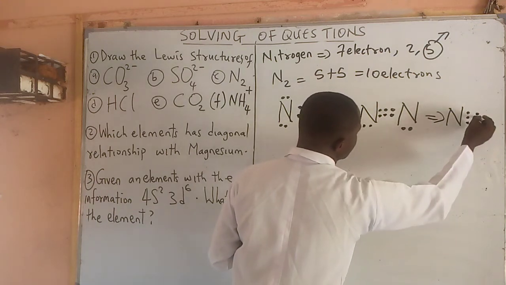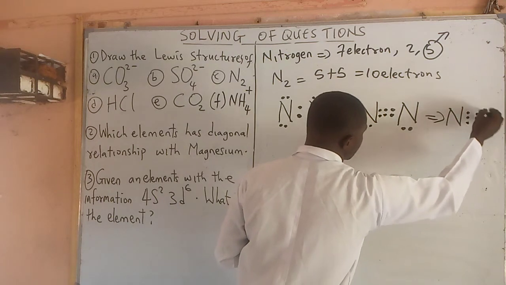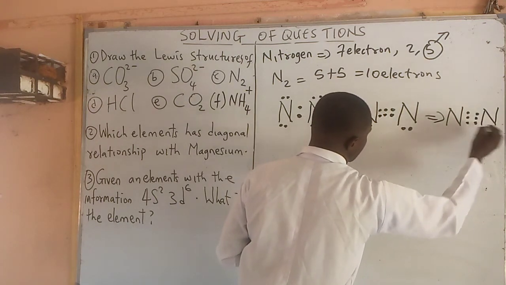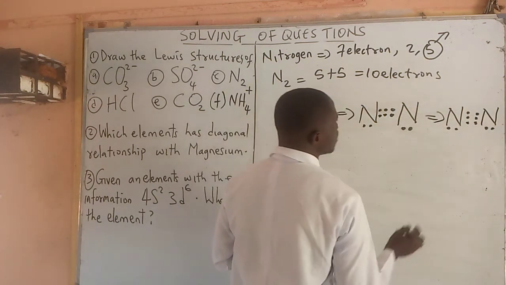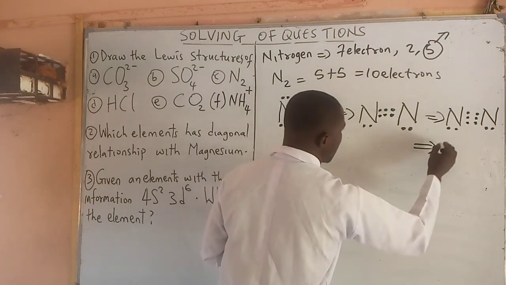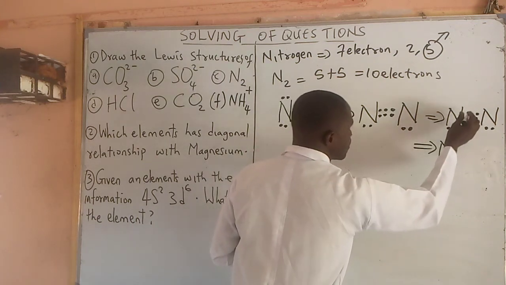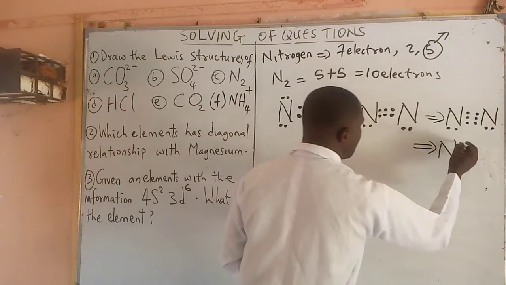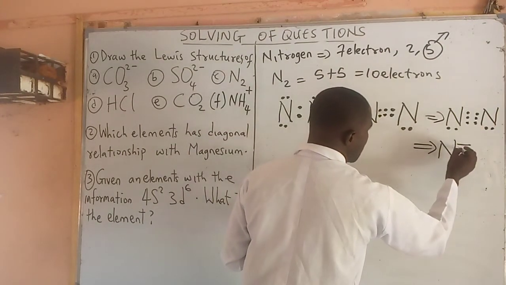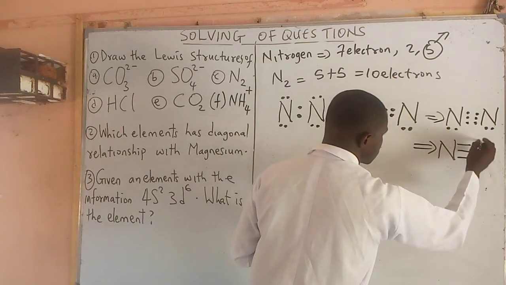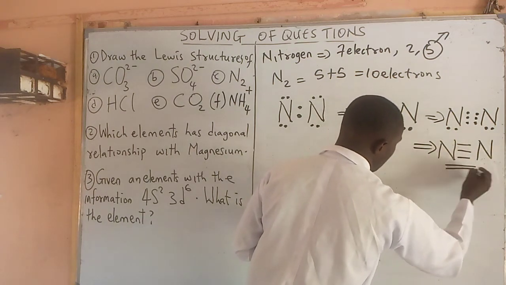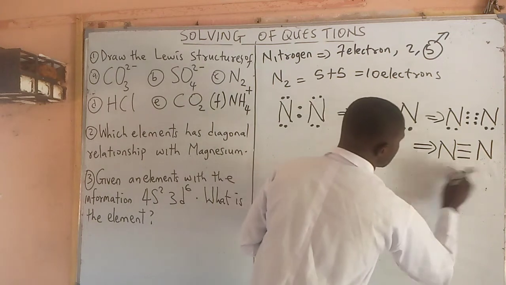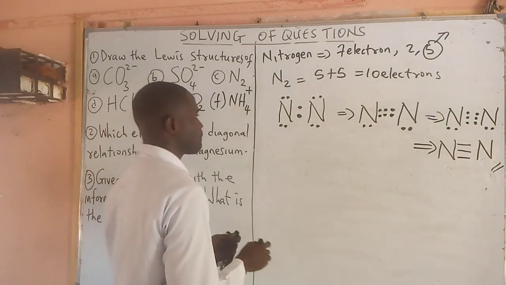Because it also tells you that 6 electrons are here, and that shows us that it has 3 bonds. A pair of electrons, that is 2 electrons, make up a bond. These 2 electrons make up a bond, a bond, a bond. This is for nitrogen.